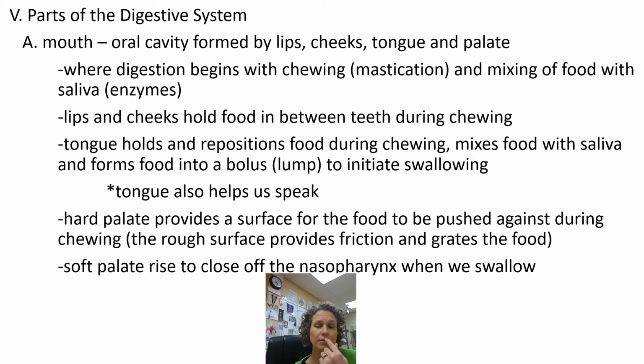At the top, you have your hard palate. So this is like the ridges. If you run your tongue along the top, you can feel that knob in the middle.